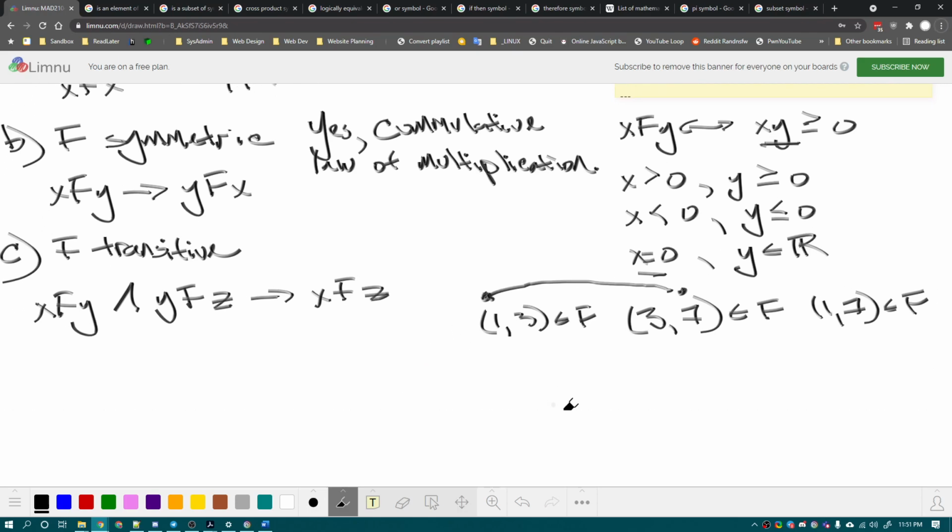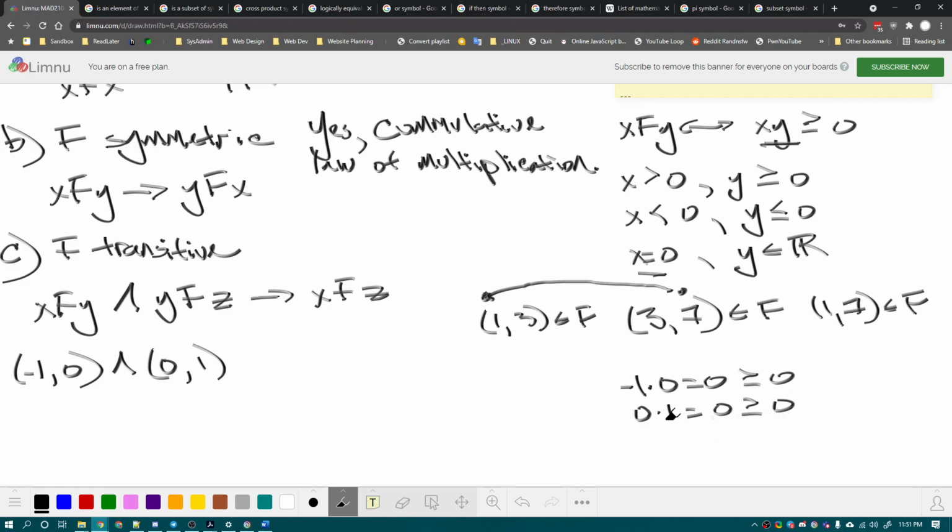Well, it turns out for this problem that we can fashion a counterexample that proves that it's not transitive using this third property in our little table here. So as an example, what if I started at negative 1, 0? Well, negative 1 times 0 is equal to 0, which is greater than or equal to 0. So this checks out. And how about 0, 1? Well, 0 times 1 is equal to 0, which is greater than or equal to 0. So that checks out.